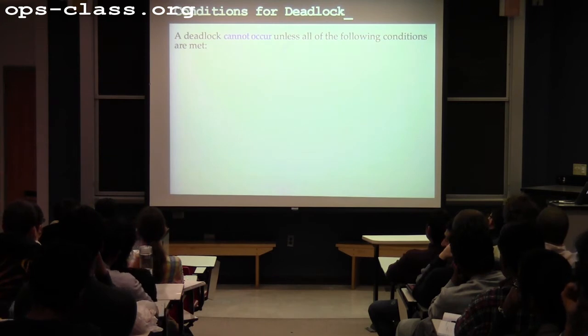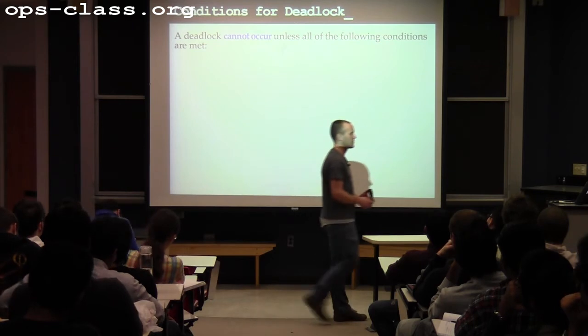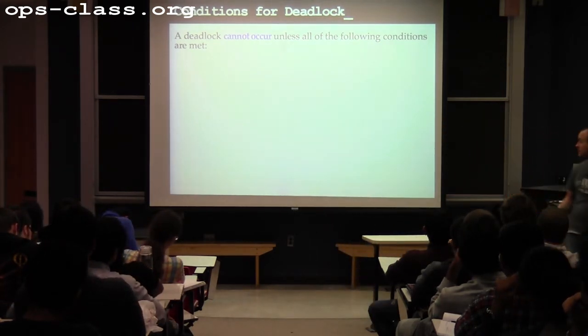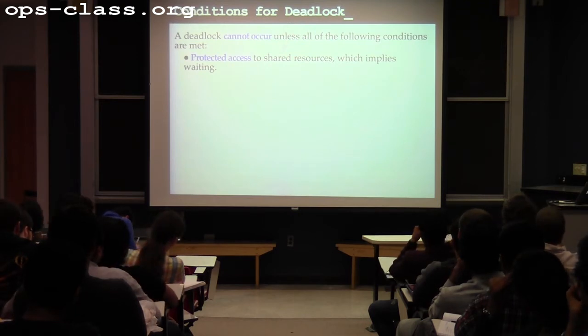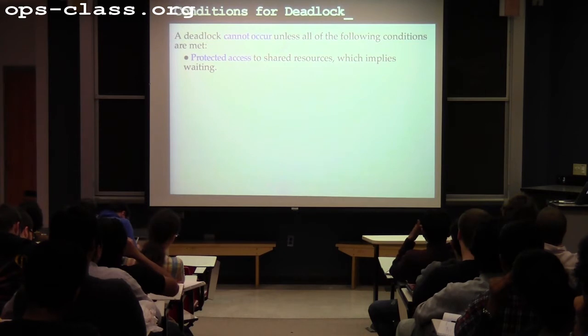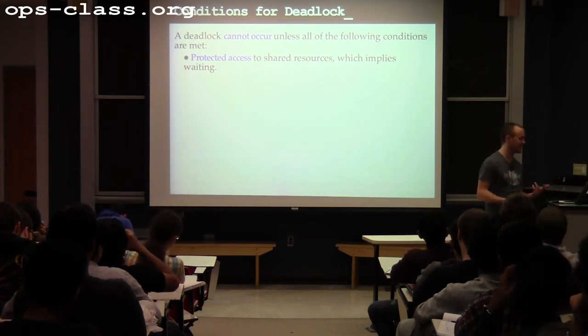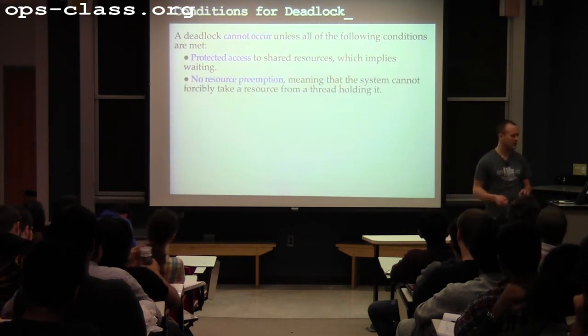All right, so there are 3 conditions that must be met in order for a deadlock to occur. The first one is simple: some protected access to shared resources. This is why we're using a lock in the first place. I have a shared resource that I'm trying to synchronize. If I don't have locks, then I can't deadlock. Actually, I shouldn't say there are 3, there are 4.